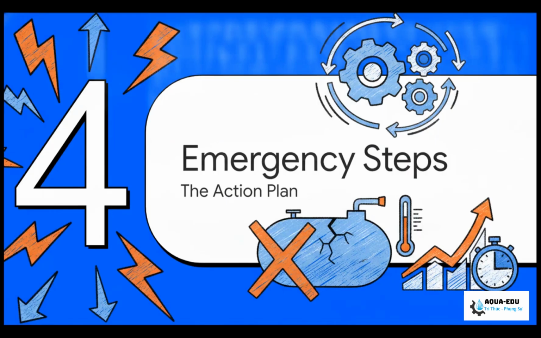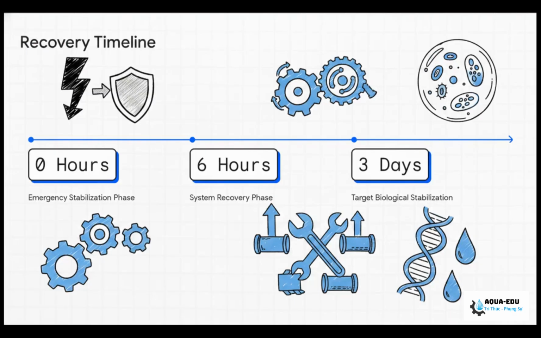Let's move urgently to Section 4, Emergency and Recovery Steps. This is our action plan. Once we've pinpointed the cause, we need an immediate action plan to save the reactor from total failure. Listen, recovering from this can take 2 to 4 weeks if we mess it up, so I want to map out this timeline clearly so you and your management team know exactly how to pace the response.